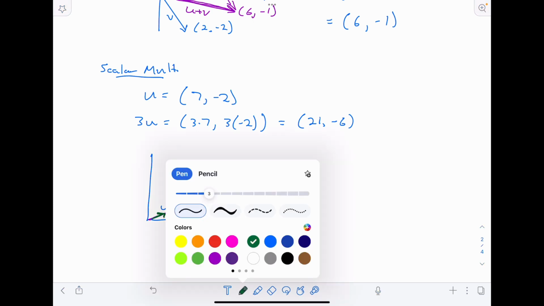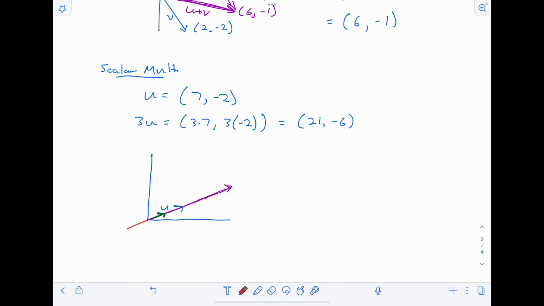If I multiplied by a negative, it's going to push it in the exact opposite direction, 180 degrees in the other direction. So that would be if I multiplied by a negative constant. So that's scalar multiplication, pretty straightforward.